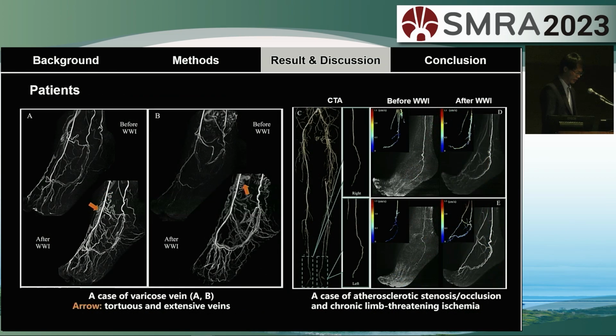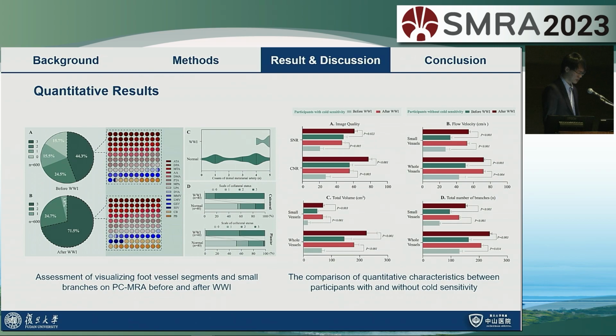And here are 2 cases for patients. The left figure shows a patient with varicose veins, which can be seen more clearly after warm water immersion. And the right case shows a patient with stenosis and ischemia. We can see that the blood flow is very slow before warm water immersion, but the blood flow and the visualization were greatly improved after warm water immersion. We have some more detailed quantitative results which can be seen in future publications if you are interested.